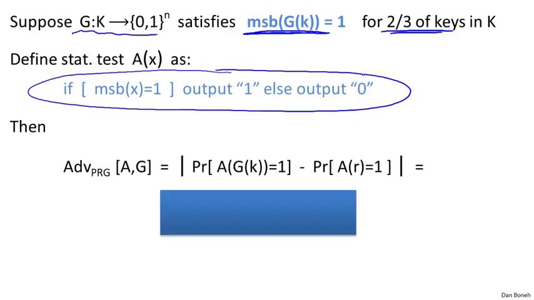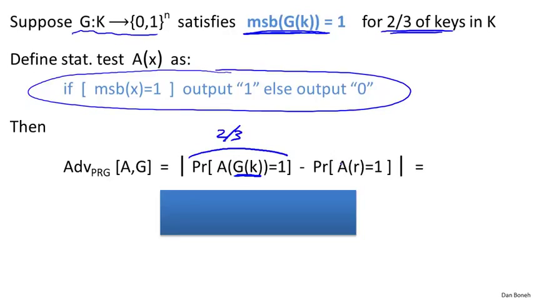So now my question to you is, what is the advantage of this statistical test on the generator G? Remember, I just wrote down the definition here again, and I'll let you think about this for a second. So let me explain. Suppose we give the statistical test pseudo-random input. By definition of G, we know that with probability 2/3, the first bit in the input will start with the bit 1. But if it starts with the bit 1, then the statistical test will output 1. In other words, the probability that the statistical test outputs 1 is exactly 2/3.